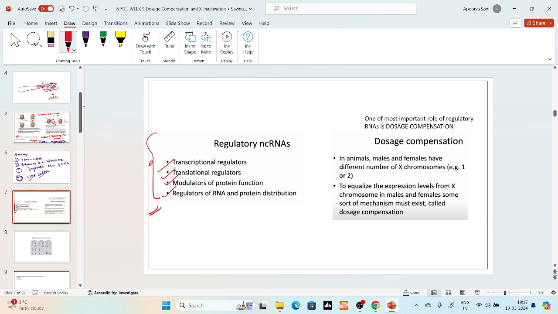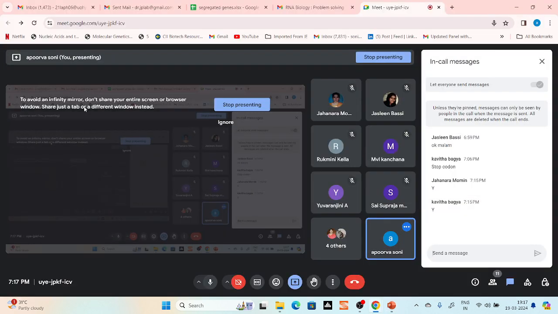One of the most important regulatory functions of a non-coding RNA is dosage compensation. What is the meaning of this? Anybody who has a little bit of idea? I think most of the students might have a little bit of idea about what is X chromosome inactivation and what is dosage compensation. Anything, if you know, any basic idea that you have about this? Rukmini, do you know anything about this? So yeah, Kavita is saying that equalize, and Janara is also saying that she has a little bit of idea.